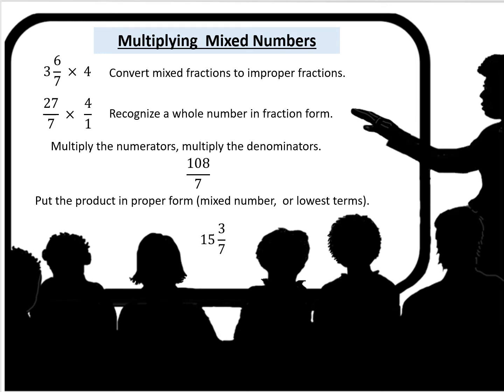Now we have to put the product in proper form as either a mixed number or in lowest terms. In this case, in proper form, it's 15 3/7.